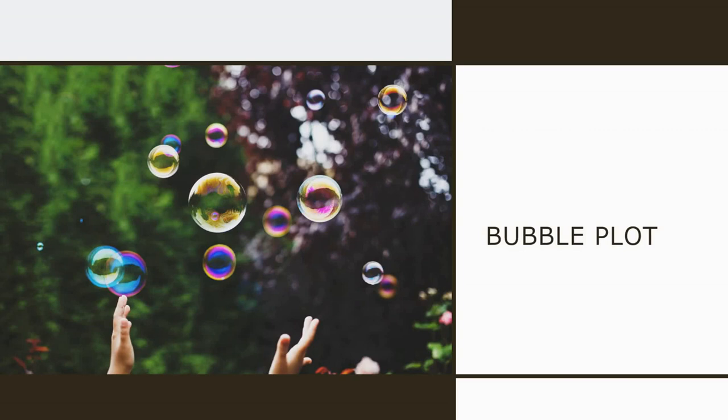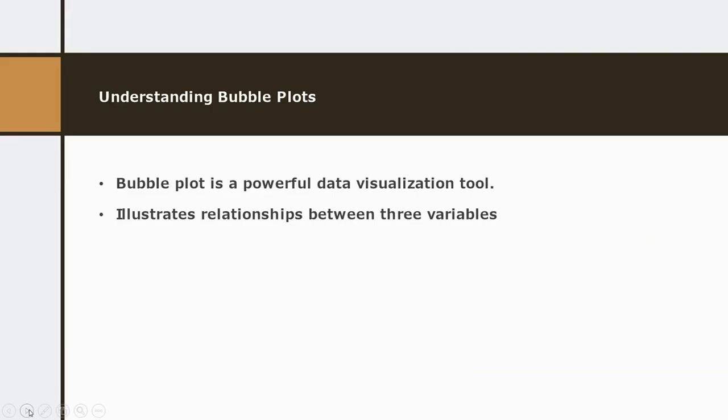Today I am going to talk about a data visualization technique named bubble plot. So let us understand what a bubble plot is. A bubble plot is a data visualization tool. It is basically an extension of the scatter plot. It is a graphical technique to look at the relationship between three numeric variables, where two variables are plotted against each other in the x-axis and y-axis, and the third variable is plotted in the form of a circle, and the radius of the circle is proportional to the value of the third variable.